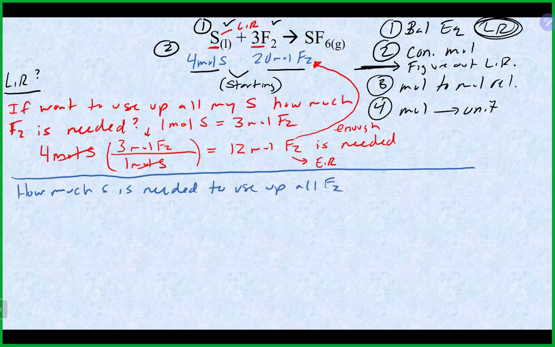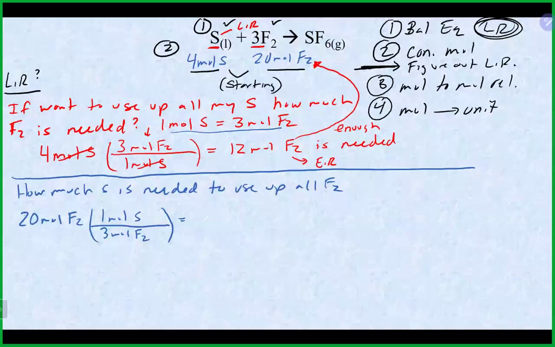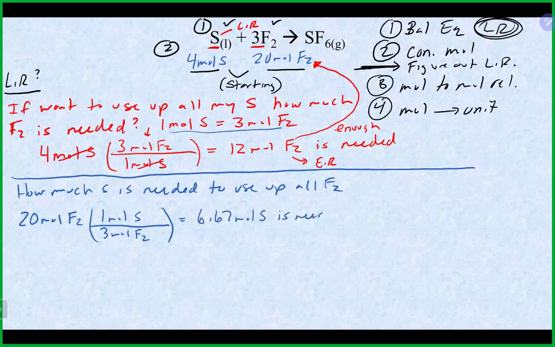So you could basically do the other calculation, and you could go, okay, I've got 20 moles of fluorine I'm starting with, and if I want to use all of those up, I would still use my same relationship here. I would need my 3 moles of fluorine on the bottom and my 1 mole of sulfur up on top. And that would tell me that 20 divided by 3, 6.67 moles of sulfur is needed.